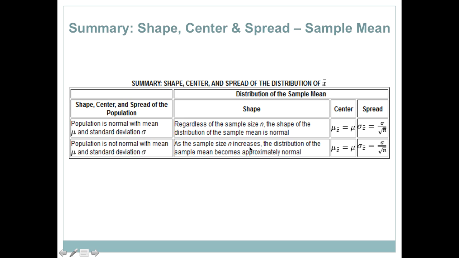So in order to say that something is normally distributed, it has to be one of two things. Either the population has to be normal, or the population can be non-normal if you have a large enough sample size. So you have to make sure that if your population is not normal, you have a sample size of roughly at least 30.